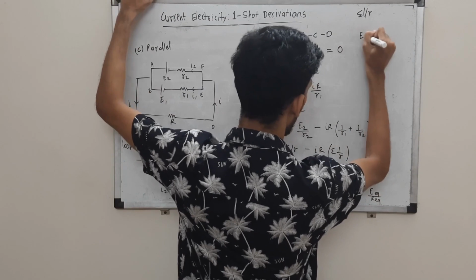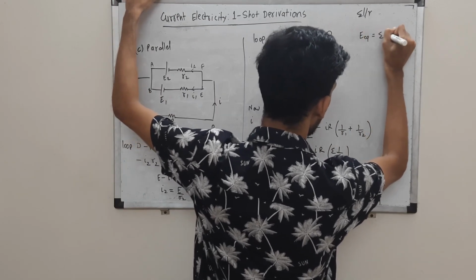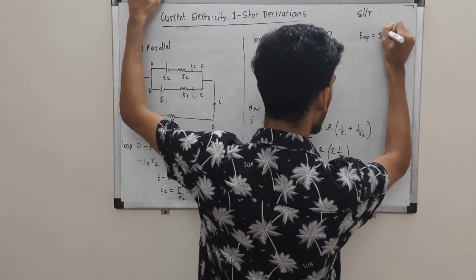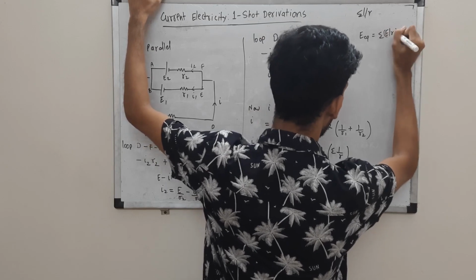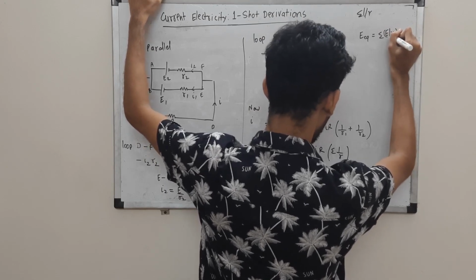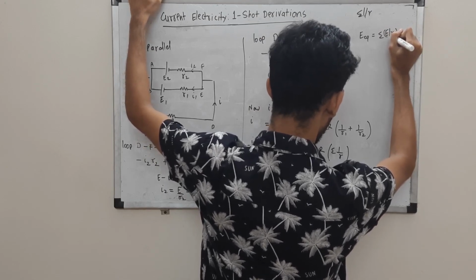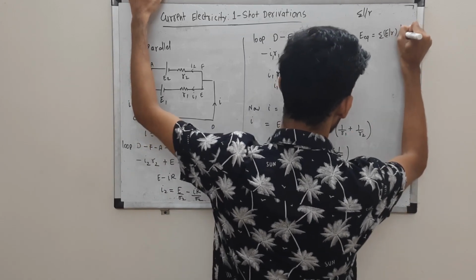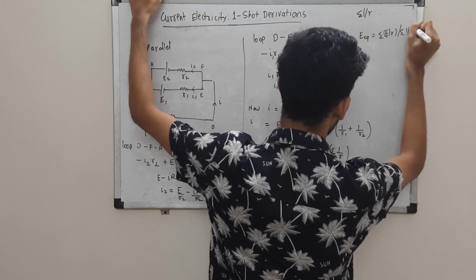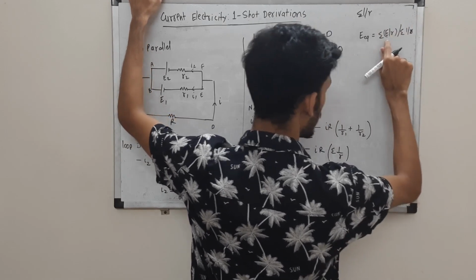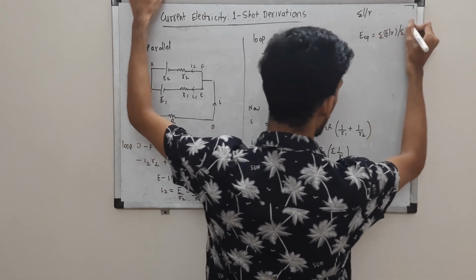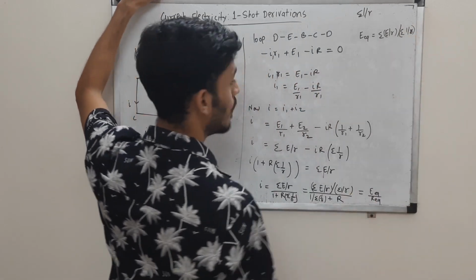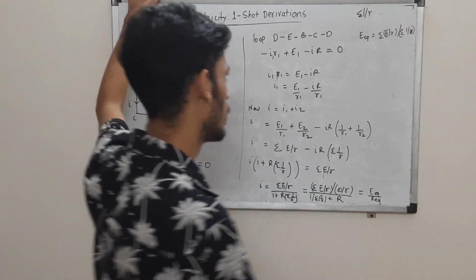So E equivalent can be written as summation E by R, upon, we are dividing by summation 1 by R. This cannot be cancelled, this is summation everything E by R. This is only summation 1 by R, not E by R. It cannot be cancelled.